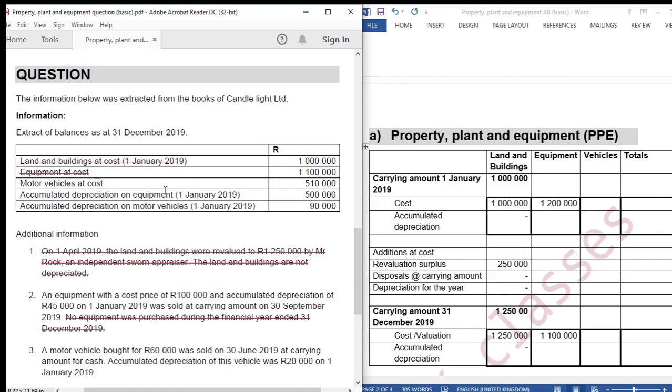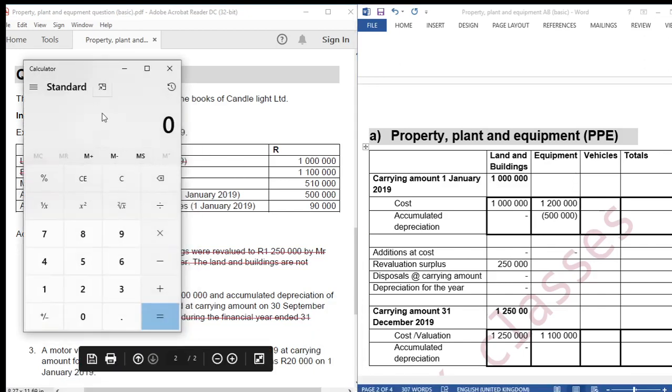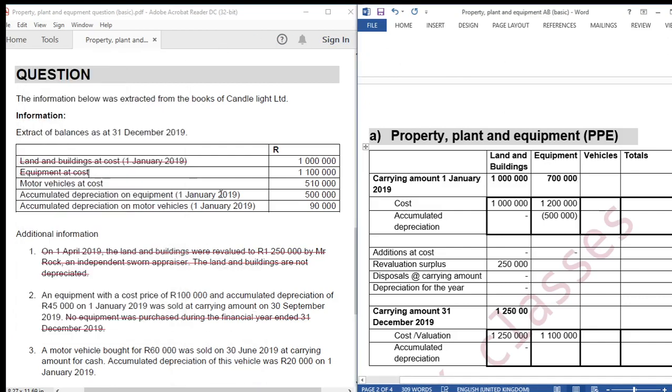Accumulated depreciation on equipment 1 January 2019. This is going to be 500,000. Let us calculate there. 1,200,000 subtract 500,000. That's 700,000.